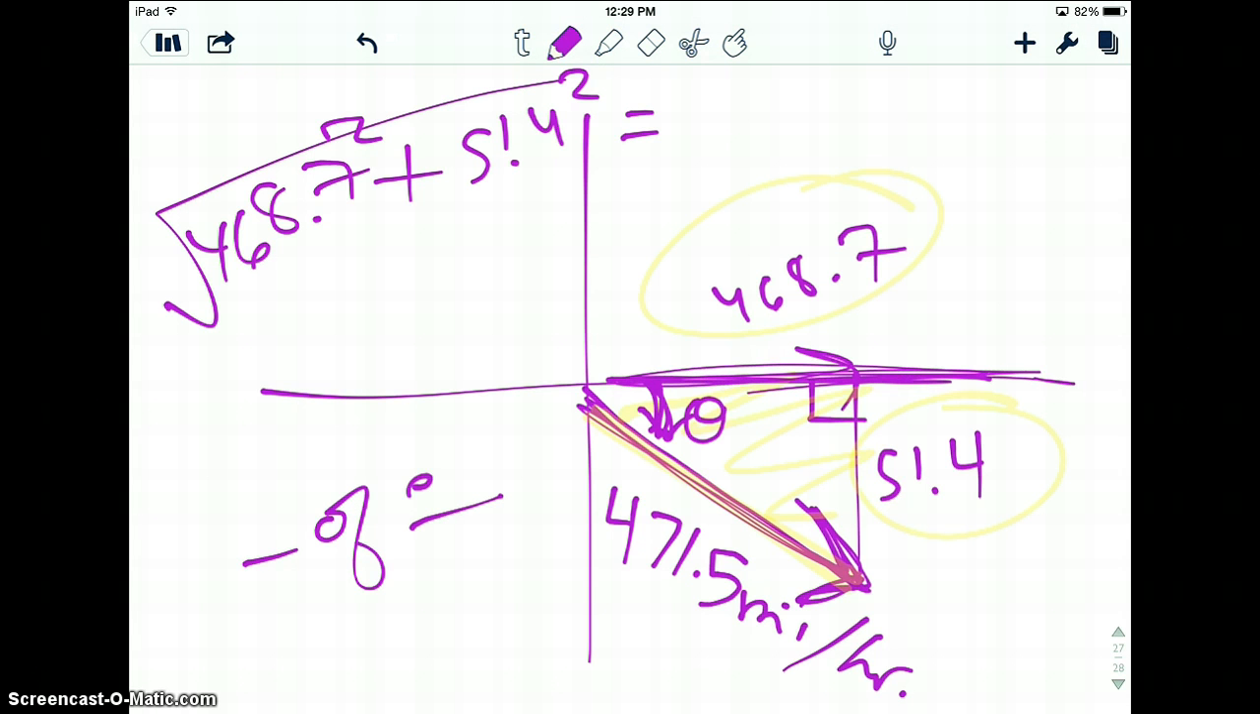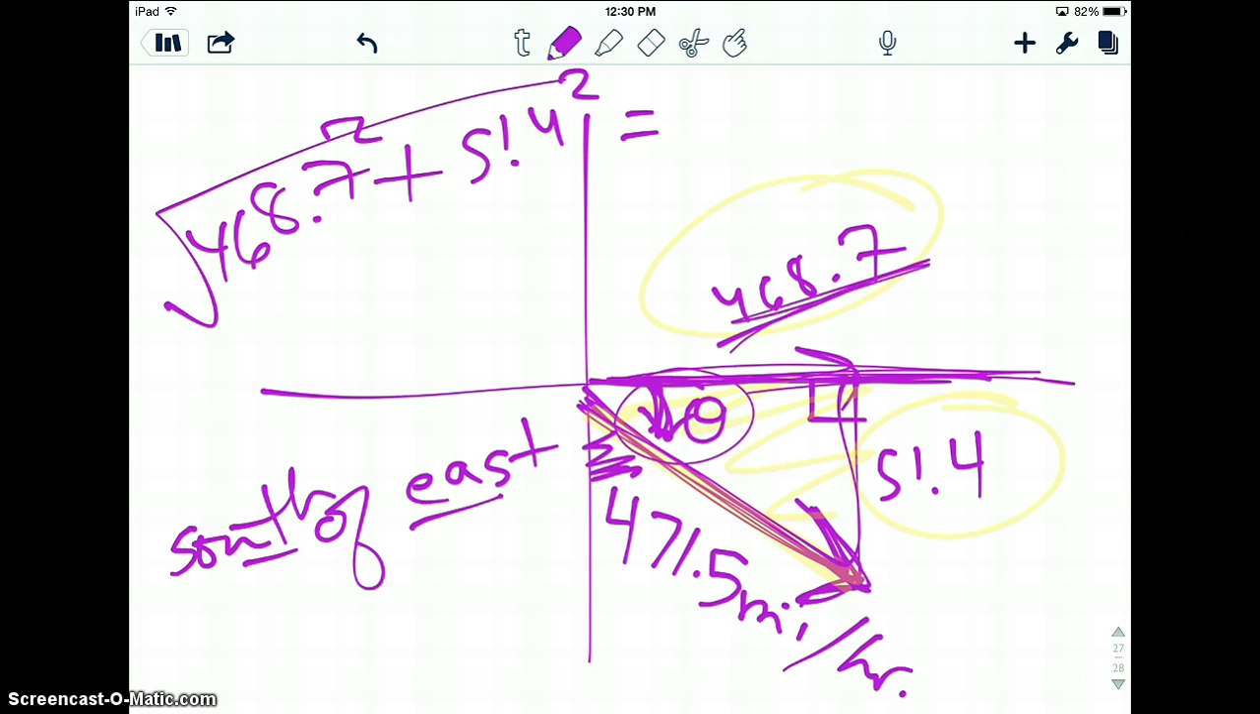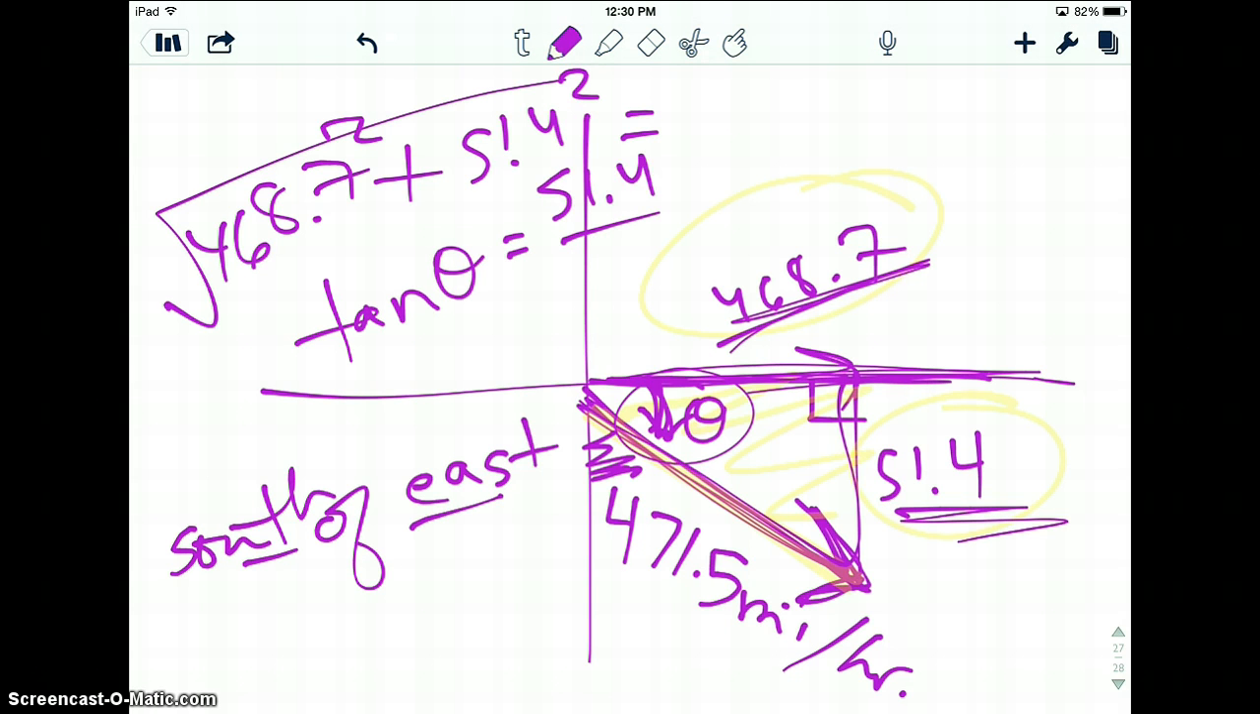Started out at east, and I went south of east. By how much? And the reason I don't use this side is because I don't have my numbers on the right triangle for that. I have them on this side, so I'm using this angle. So which trig function am I going to use? I'm going to make use of these numbers, so I'm going to use the tangent. You could technically use any of them. Or opposite over the adjacent.